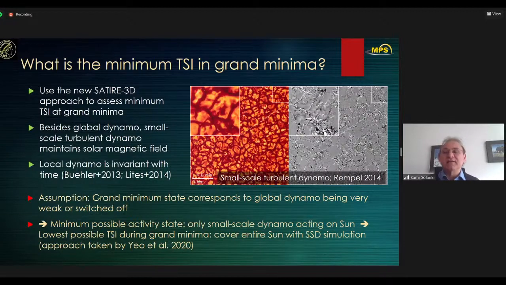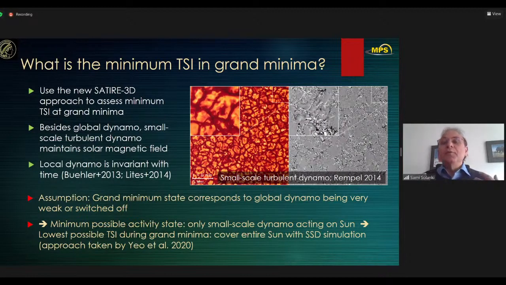You can see that in these images now. Sorry, the movie stopped working. On the left, brightness, which basically shows granules. On the right, you see the magnetic field. It's an artificial magnetogram produced in this simulation by Matthias Rempel from 2014. You see granular scale, larger scales, but the fields are on the whole not very strong, and they're mixed polarity. Some of them become strong, but mostly they are weak.